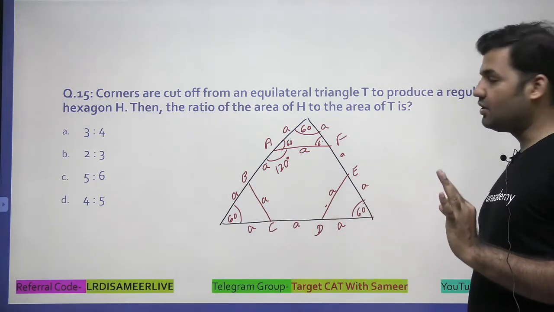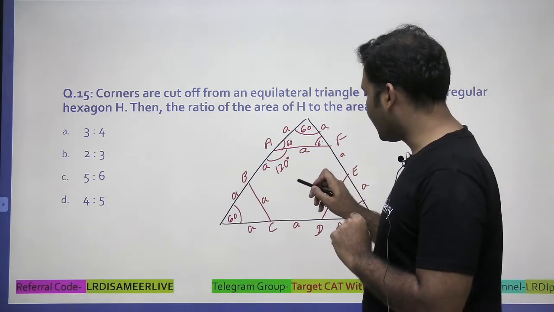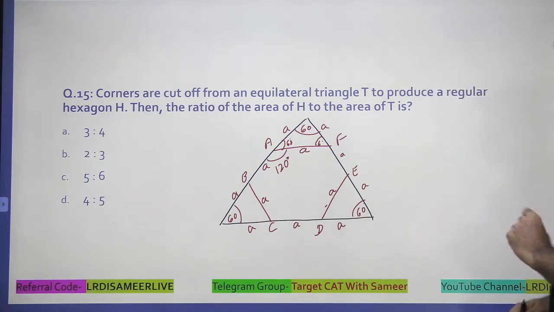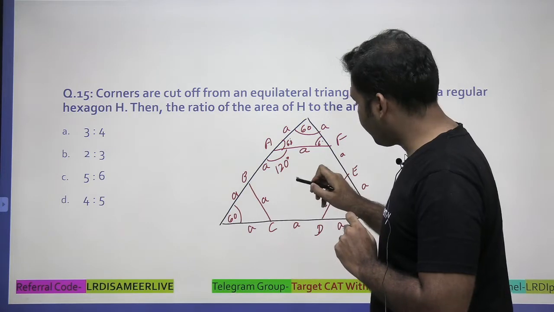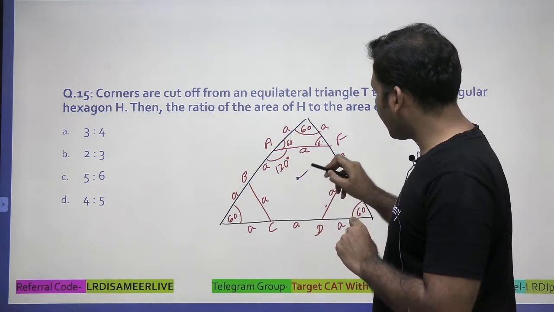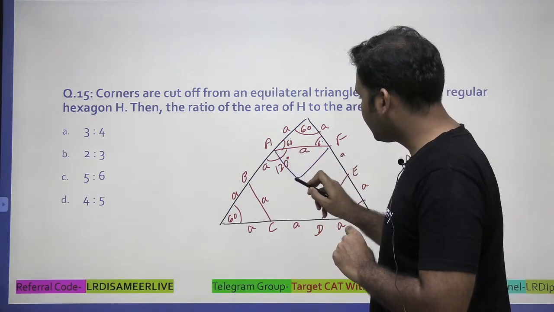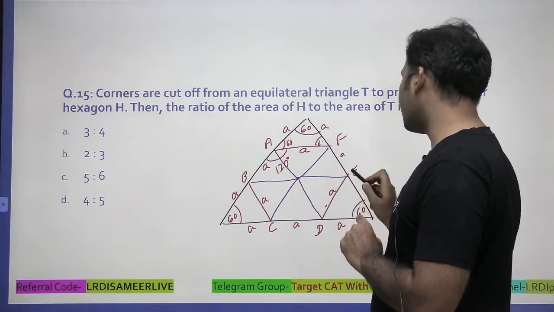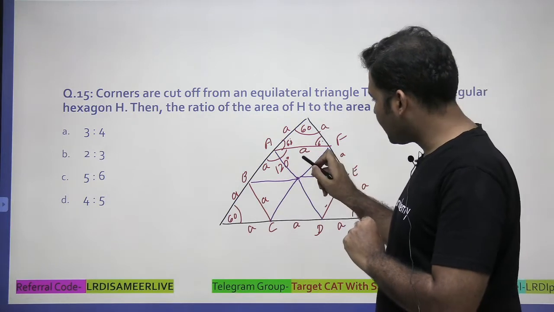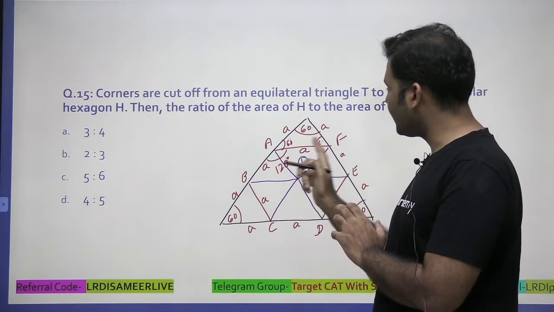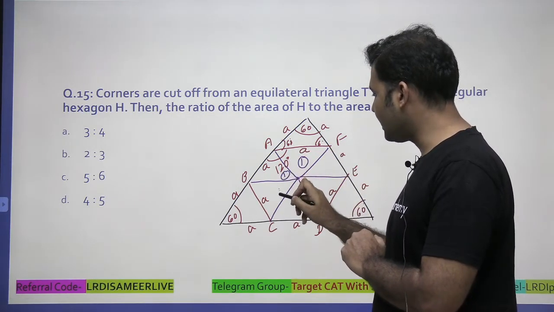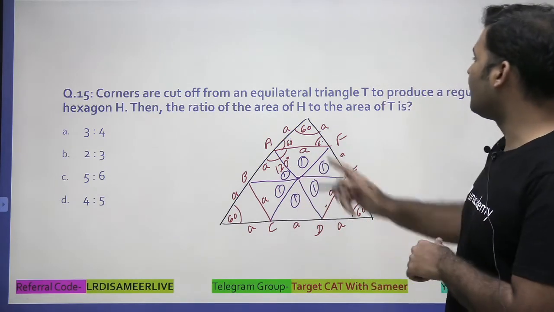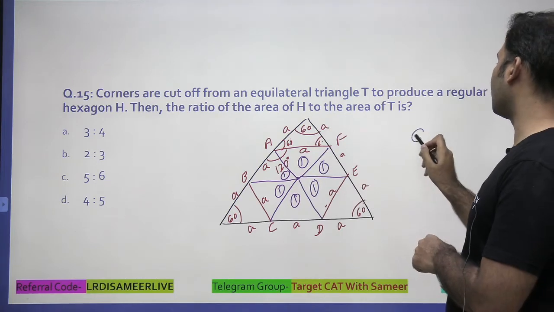Now, what you need to know is that a regular hexagon is made of 6 equilateral triangles. If I take a point at the center and join it with all the vertices of the regular hexagon, I'll get 6 equilateral triangles. That means if I take this area as 1, this area will also be 1, this will also be 1, 1, 1, 1. That means the area of H, that is of the hexagon, is 6.